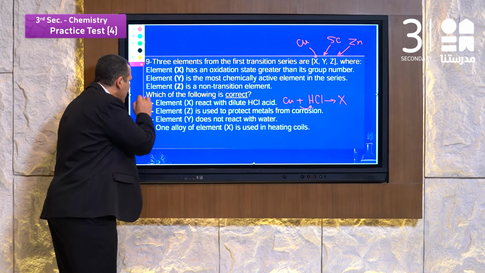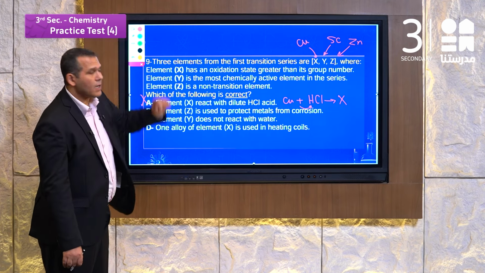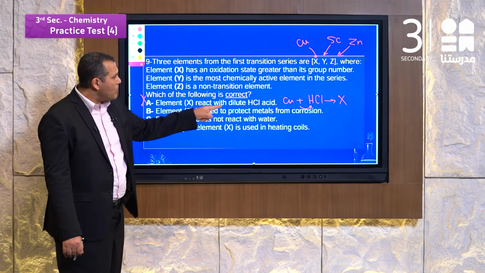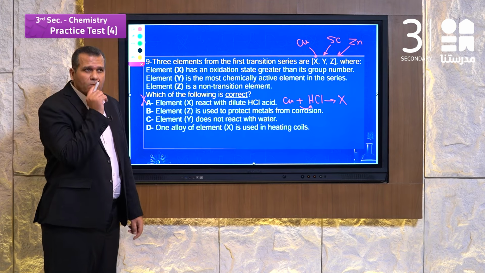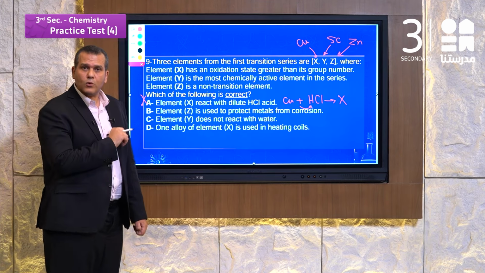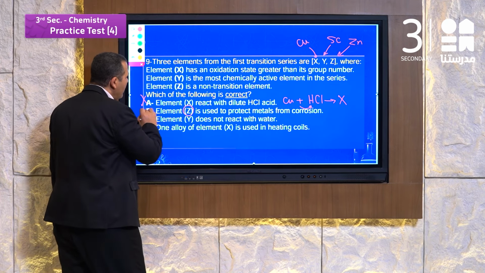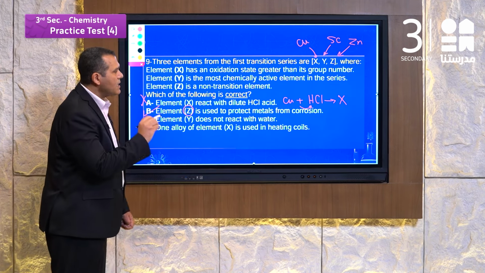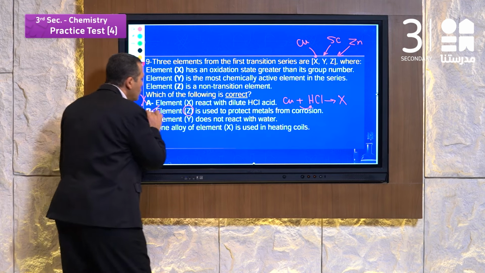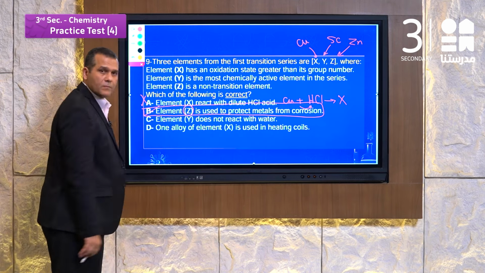So choice A is wrong. Element Z, which is zinc, is used to protect metals from corrosion. Zinc is used in galvanization of iron to protect it from corrosion. So element Z, which is zinc, is indeed used to protect metals from corrosion. So option B is the correct option.